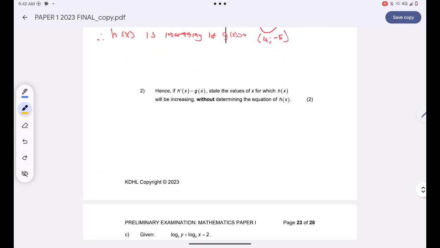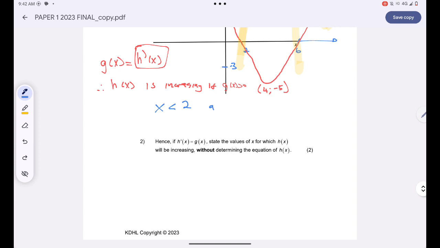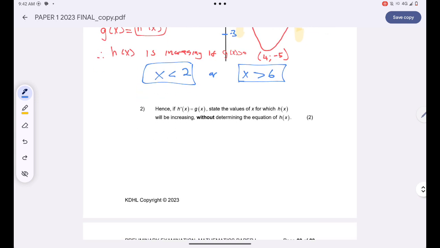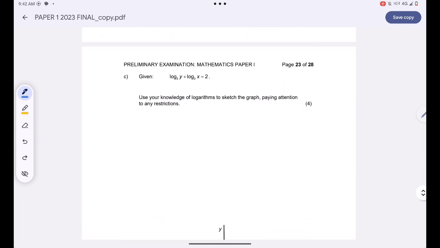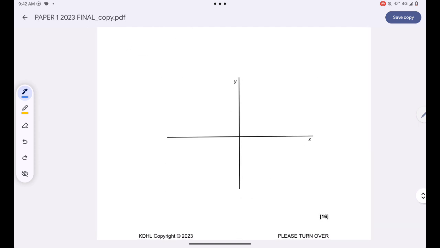Are you together? So we'll simply say the answer is just x is less than -2 or x is greater than 6. These are the two solutions, guys, whereby our graph of h of x is increasing. X less than 0, not than 0, man, excuse me, guys. X is less than 2 or x is greater than 6. Are you together? Okay, then now let's go and answer the last question.